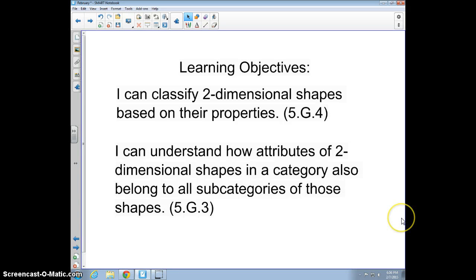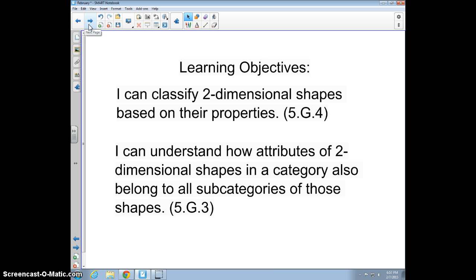Hi, this is Mr. Nazarian, and our learning objectives today, we have two of them. Can I classify two-dimensional shapes based on their properties, which is 5th grade standard 5G4, and I can understand how attributes of two-dimensional shapes in a category also belong to all subcategories of those shapes, 5th grade standard 5G3.